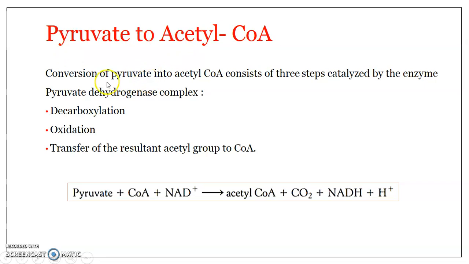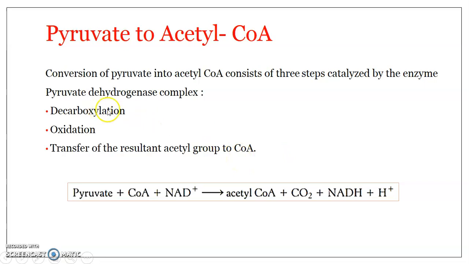Right. Now, the conversion of pyruvate into acetyl coenzyme A is an oxidative decarboxylation process, that is, oxidation as well as decarboxylation, and it consists of three steps. The three steps are catalyzed by the enzyme pyruvate dehydrogenase complex, commonly referred to as PDH. The pyruvate dehydrogenase complex catalyzes three steps which occur in sequence. The first one, decarboxylation, the second, oxidation, and third, the transfer of the resultant acetyl group onto coenzyme A to produce acetyl coenzyme A.